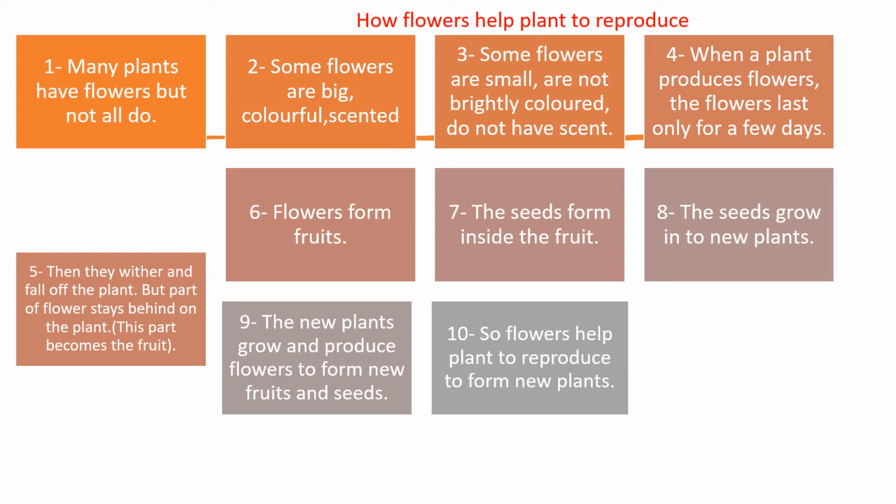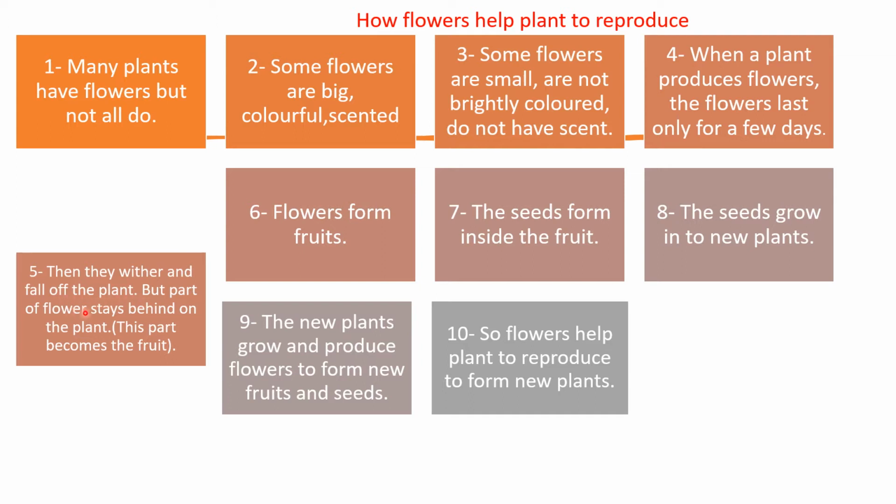How do flowers help plants to reproduce? Many plants have flowers, but not all do. Some flowers are big, colorful, and scented. Some flowers are small and not brightly colored. They do not have scent. When a plant produces flowers, the flowers last only for a few days. Then they wither and fall off the plant.